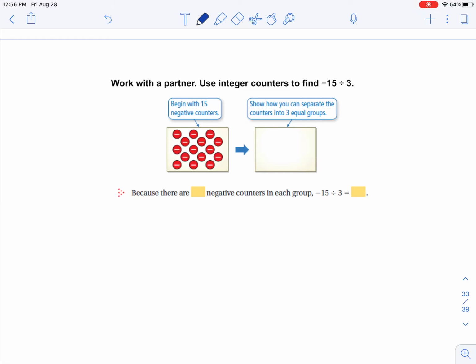Now, they get us started here by talking about counters again, which is the same thing they were doing when we added and subtracted and all that stuff. So we're going to start with that, and we're going to take these negative 15 counters here, and we're going to divide those up into 3 equal groups. So that would be taking 15 negatives and putting them into 3 equal groups. So there's going to be 5 negatives in every group. So if I have a negative 15 and divide it by a positive 3, it actually comes out to be negative 5.